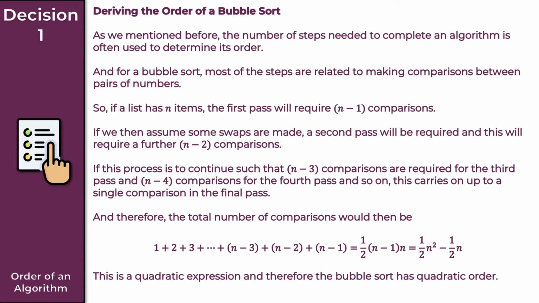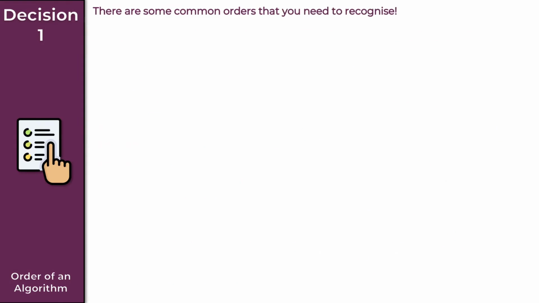Now, that's what we call quadratic order, but there are a few different types of orders that you do need to be familiar with. So let's take a quick look at those before we work through some practice questions together. As we just mentioned, there are some common orders that we do need to recognize here. The first one is linear order, which we denote as n. The next one is quadratic order, which we denote as n squared. We've already seen an example of this when we derived the order of a bubble sort. And finally, we have cubic order, which we denote as n cubed.